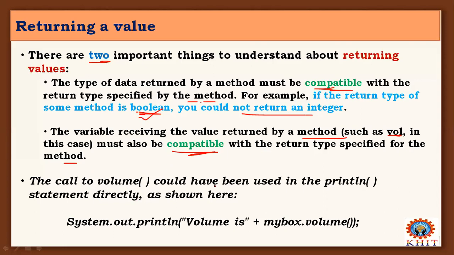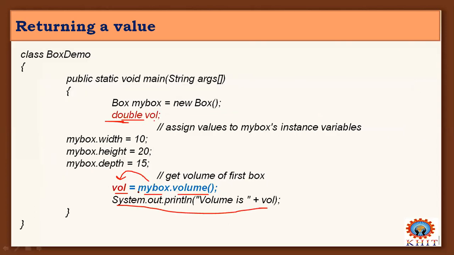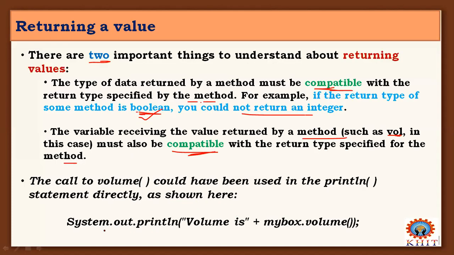A call to volume could have been used in the println statement directly, with no need of doing it like this. You can directly specify it in System.out.println. You can also directly call this statement and it simply displays like this. So System.out.println of myBox.volume. You can write it directly here, and this statement returns the volume of the box as a double value, and that double value, without being held by any other variable, simply displays on the screen. Got it?